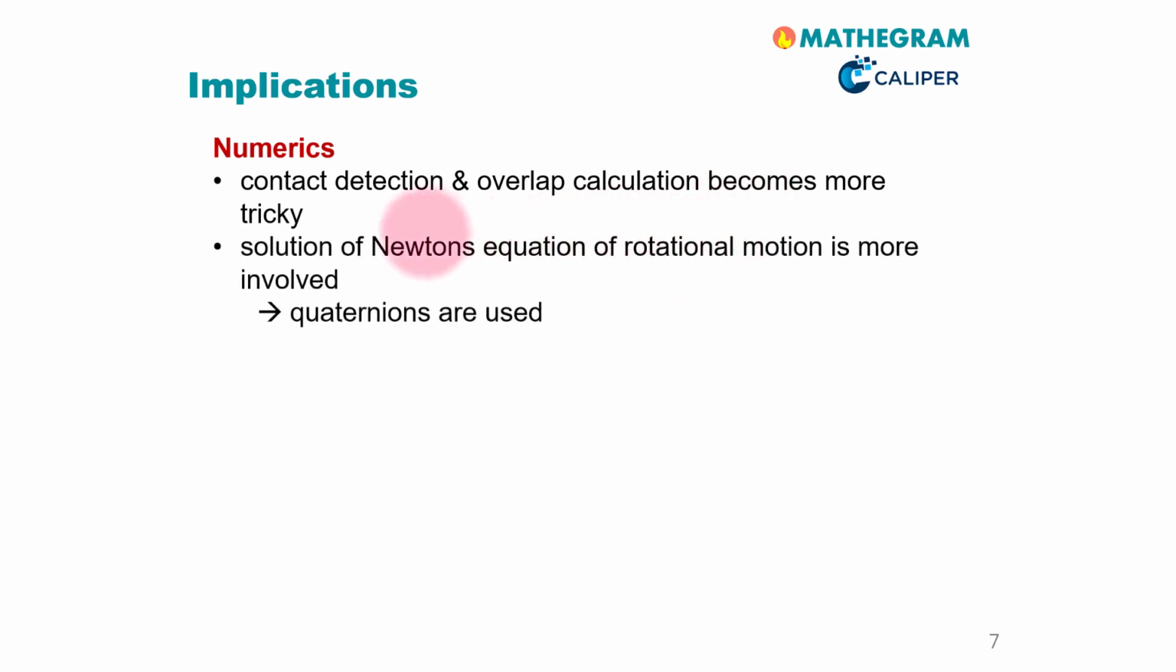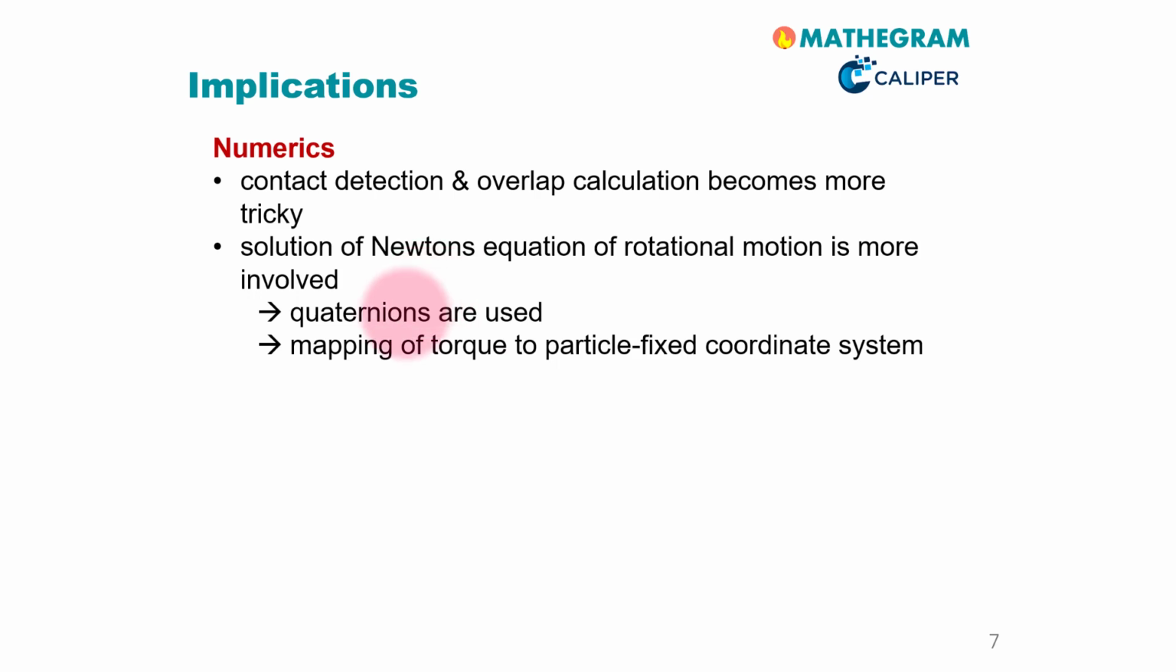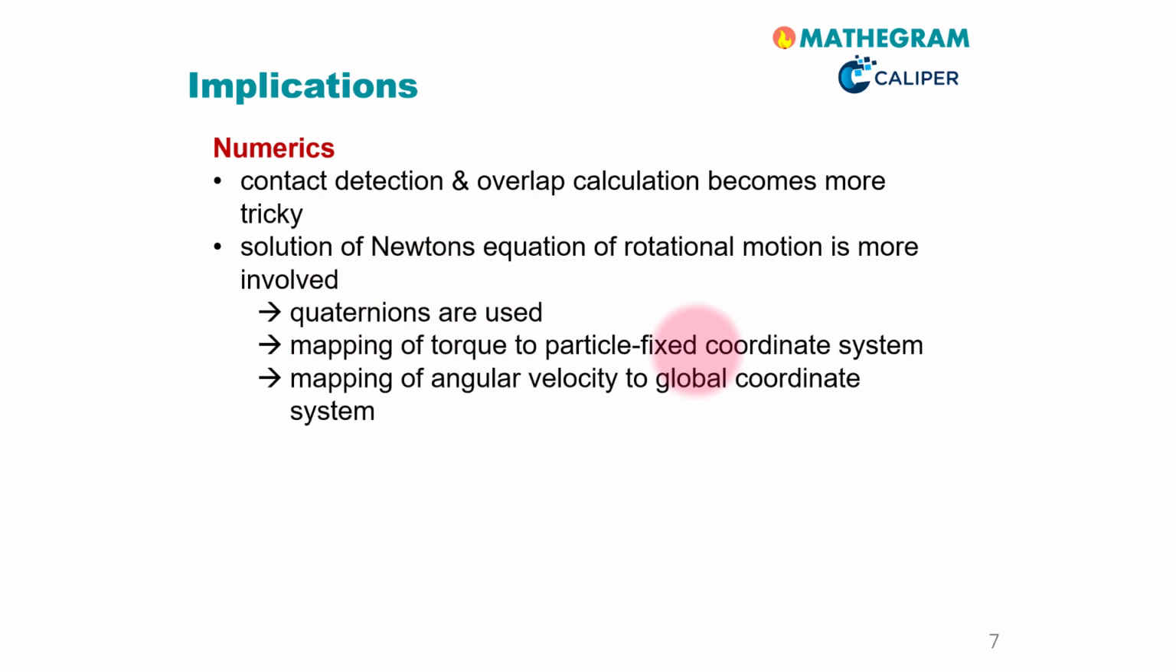As already announced, the solution of Newton's equation of rotation motion is more involved. By the way, that of the translational motion, fortunately, is not changed, so that's the good news. We're going to use quaternions. We must do the mapping of the torque to the particle fixed coordinate system. And finally, if we want to know the angular velocity also in the global coordinate system, we must do this back mapping to the global coordinate system.